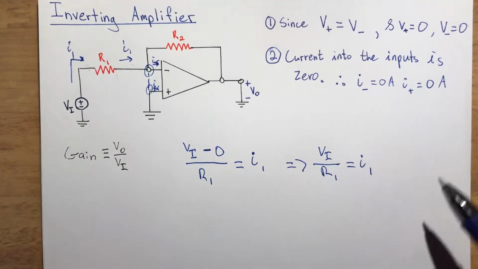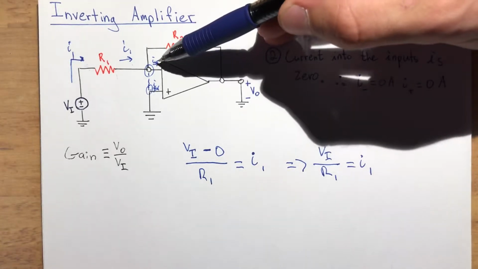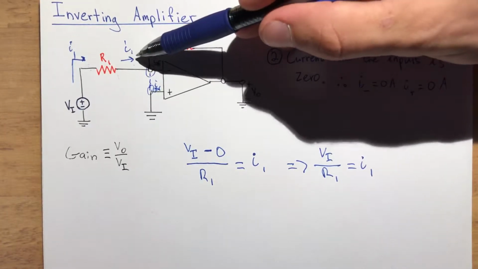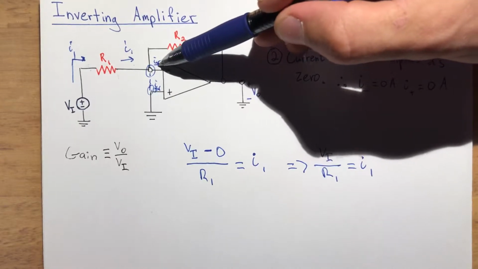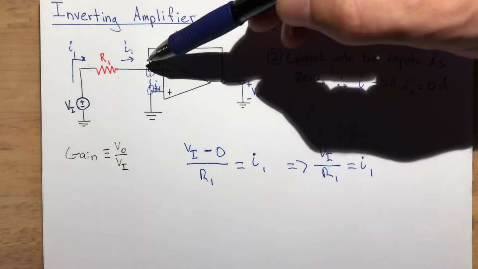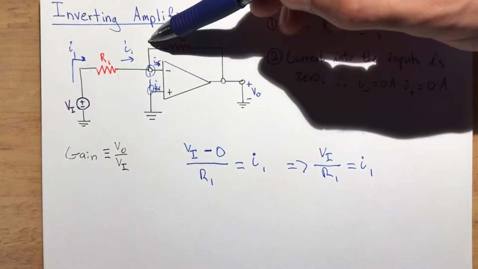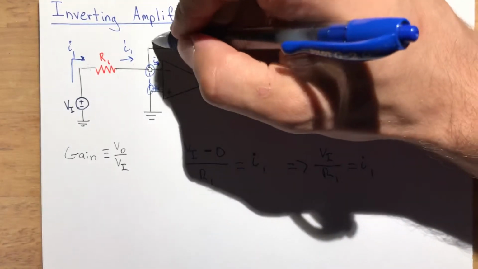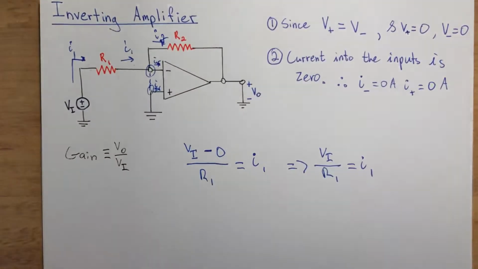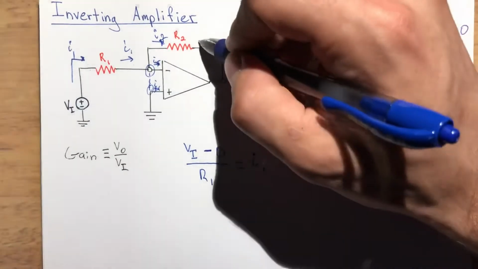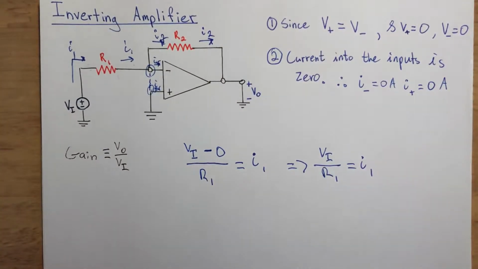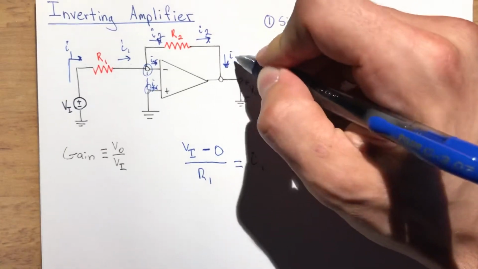And now what we do know is, since this current I1 flows here, the current in here is 0 based on our initial assumption. Therefore, the current has to flow here. Let's call this I2. I'll draw it here too. I2, right? We could even emphasize that it flows here.